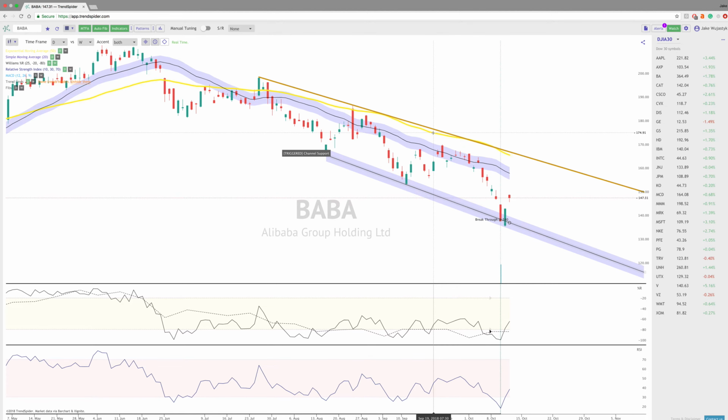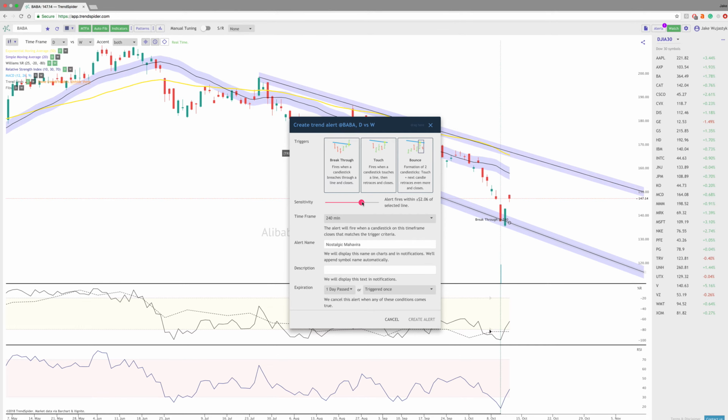So the way to do that again, simply for this case, let's do the resistance now since we're moving up. So we can create alert here. We can change the sensitivity. For example, if we think that the price may not get exactly to the trend line above, we can increase this area so we're alerted whether the price touches, or is $3 away from this line. In this case, we get alerted if the price gets anywhere within $3.05 of this trend line, either to the downside or the upside. So we can do a breakthrough, touch, a bounce.